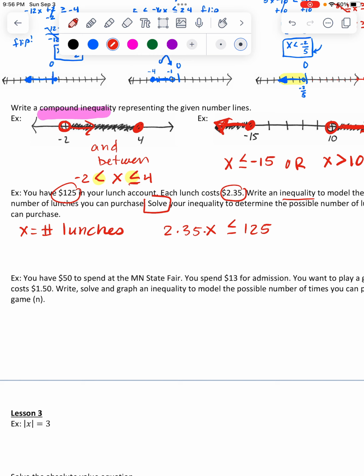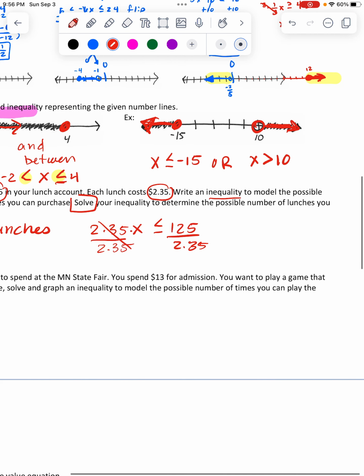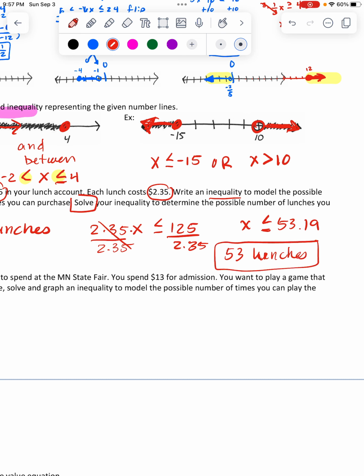Okay, so there's not much to solving this. I'm simply going to divide both sides by $2.35. And I'm going to find out that my X value, meaning the number of lunches, has to stay less than or equal to 53.19. So you have enough dollars to buy 53 lunches, but not quite 54. So the max number of lunches you could have is 53 lunches. After that, you would just have some change. You wouldn't have enough to purchase that 54th.